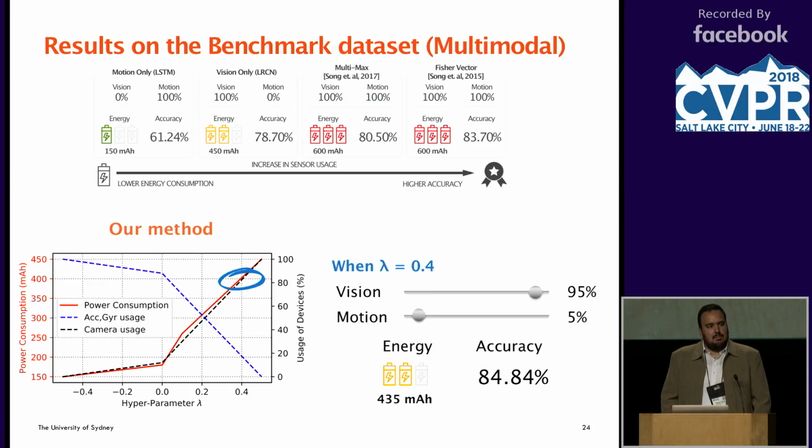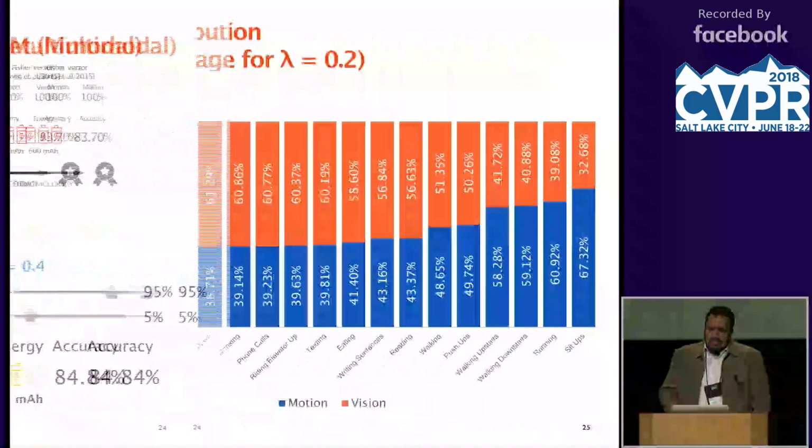This actually learns a policy that is really greedy. We can see that the policy has 95% of usage in vision sensors and only 5% of motion. We are able to beat the state-of-the-art accuracy by roughly 0.9, and we use 30% less energy in this case. But that's not enough.